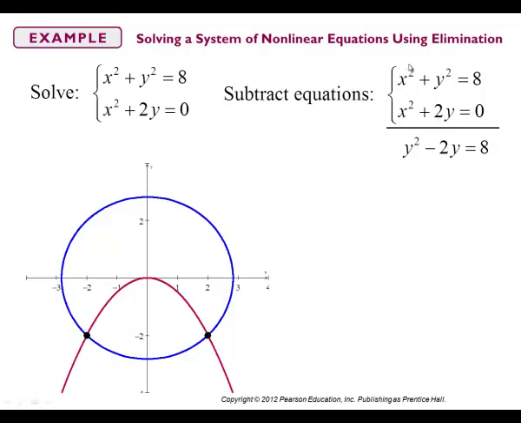So now we have a positive x squared and a minus x squared, and the x squareds cancel. And here we have a y squared. Well, the y squared cannot be added or subtracted with the 2y, so the y squared comes down here. And since we multiplied everything times negative 1, that would make this a minus 2y. And then the 8 and 0, that's just 8.